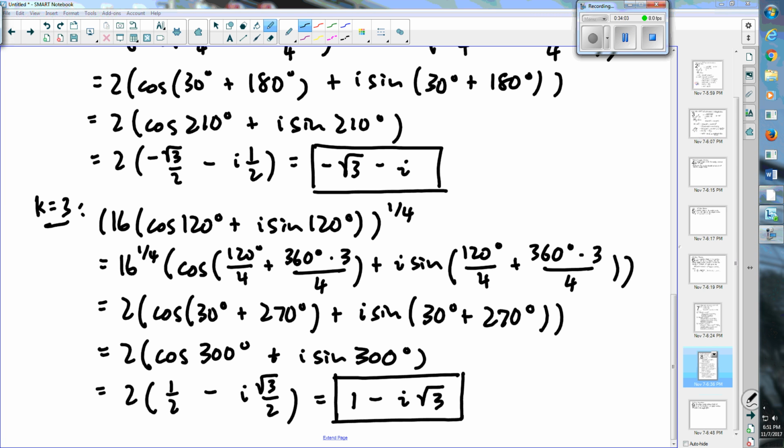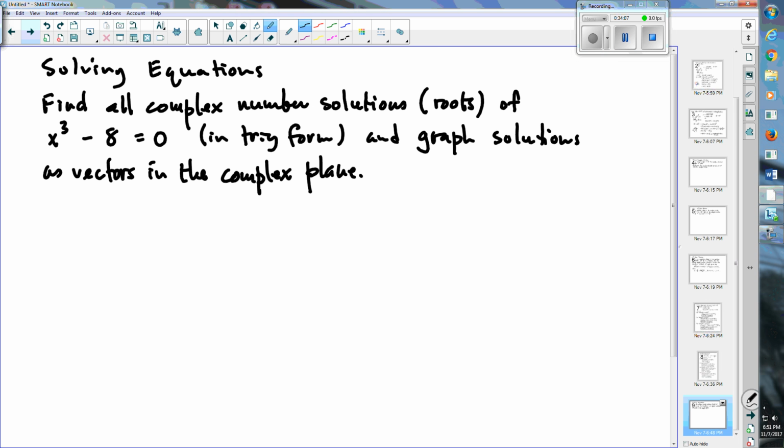Okay, so let's go on and talk about solving equations. Now, in this example, we want to find all complex number solutions, meaning roots, of this equation x cubed minus 8 equals 0 in trigonometric form, and graph solutions as vectors in the complex plane. So this is how we can solve this equation.